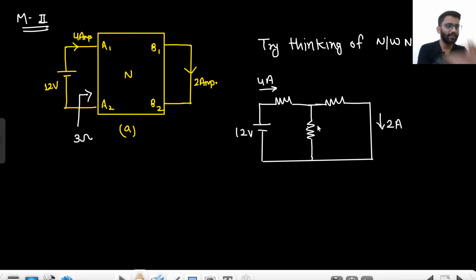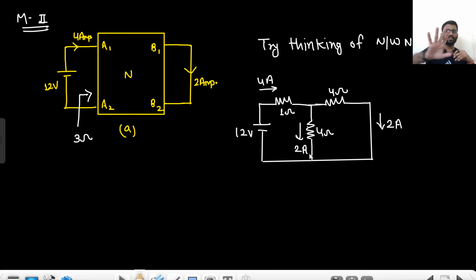So both of the resistances have to be the same because the current is divided equally. Let's assume I am making this resistance 4 ohm, this resistance has to be 4 ohm as well, right? And 4 and 4 in parallel will give me 2. So this resistance has to be 1 ohm. 2 plus 1, 3. So 12 by 3, that means 4 ampere current. Now this 4 ampere current will be divided into two parts, 2 ampere and 2 ampere. Are you getting this point?